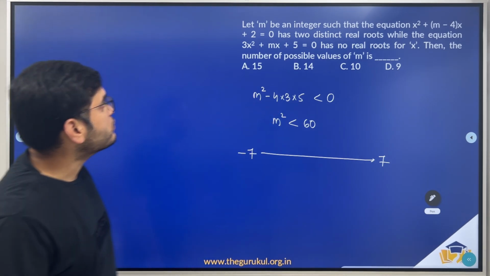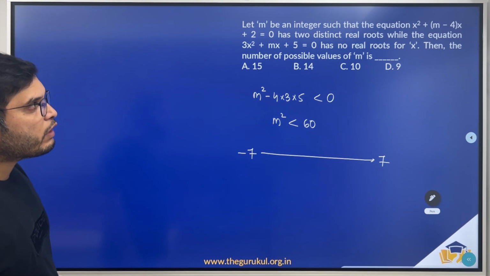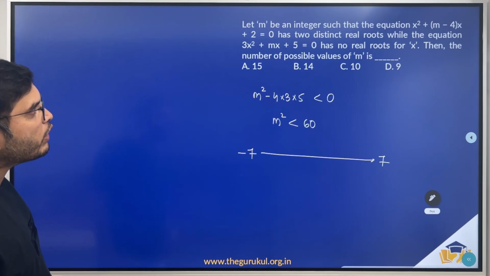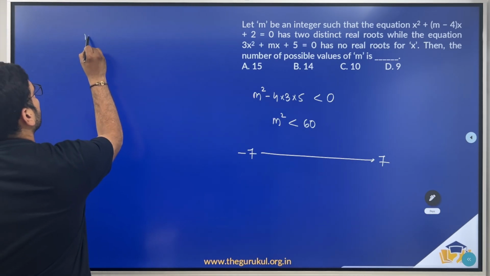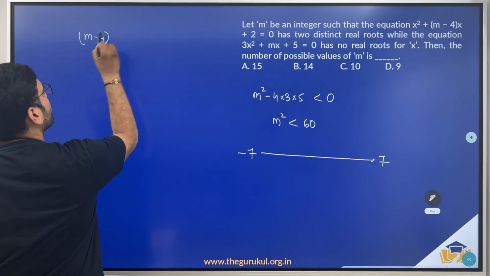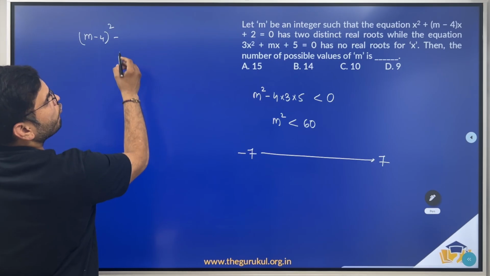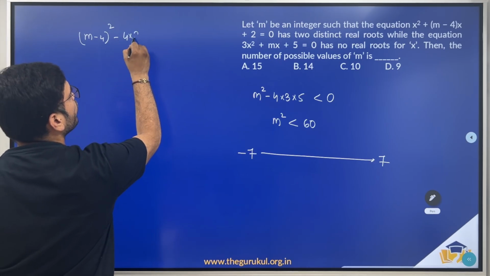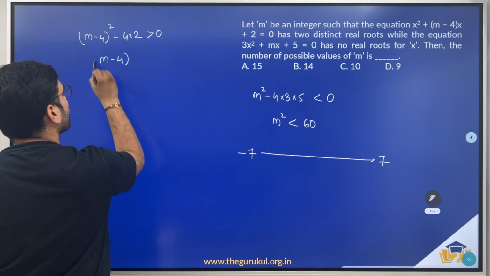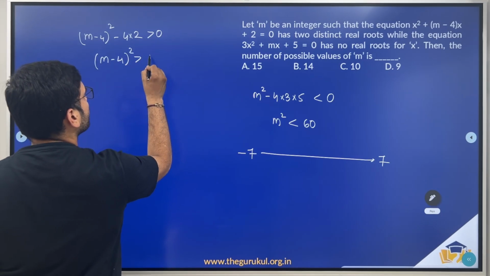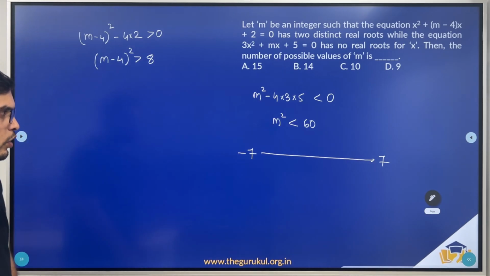Now coming to the first, let m be an integer such that the equation x² + (m - 4)x + 2 = 0 has two distinct real roots. So b² - 4ac, (m - 4)² - 4 × 2, should be greater than 0. So (m - 4)² should be greater than 8. Right.